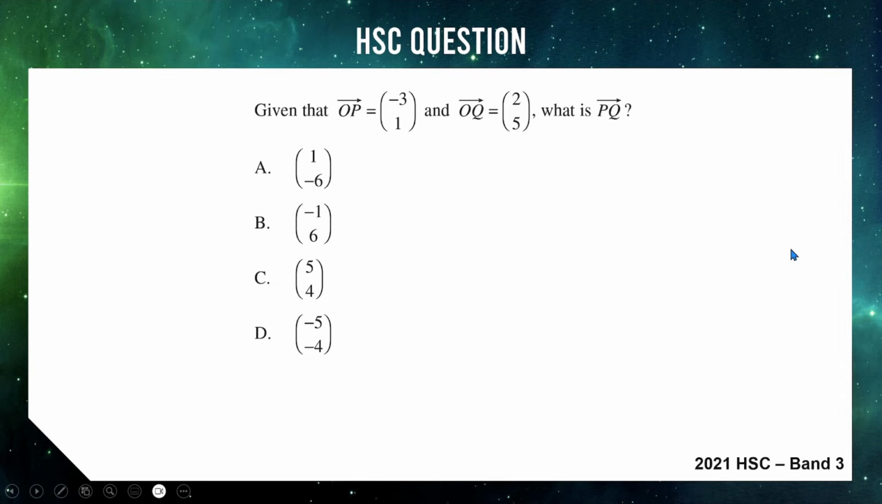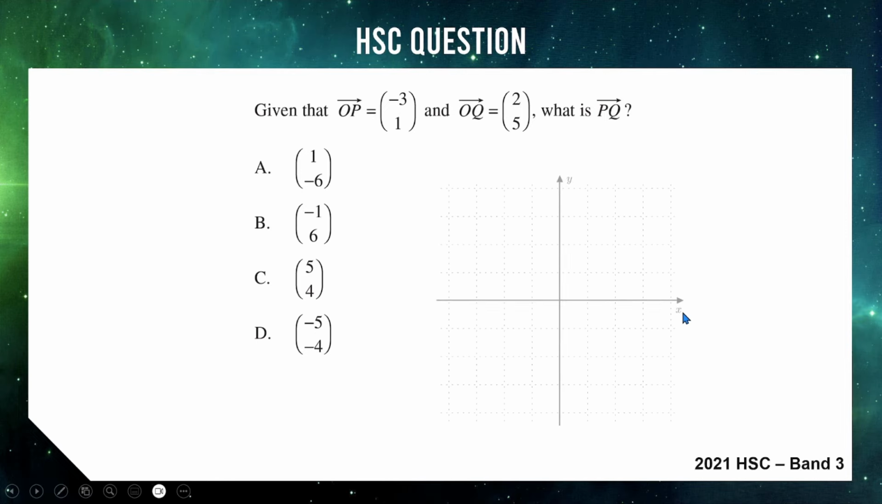Okay, let's look at a quick HSC question before we move on to the last part of today's lesson. We've got a band 3 from 2021 multiple choice. We've got two vectors, OP and OQ, -3, 1, and 2, 5. The question is asking us, what is PQ, the vector from P to Q? I'll show you two ways of doing this. I'll show you the geometric way, which is probably longer, and then I'll show you the algebraic way, which is a bit of a shortcut, which is way easier, which is what I would do.